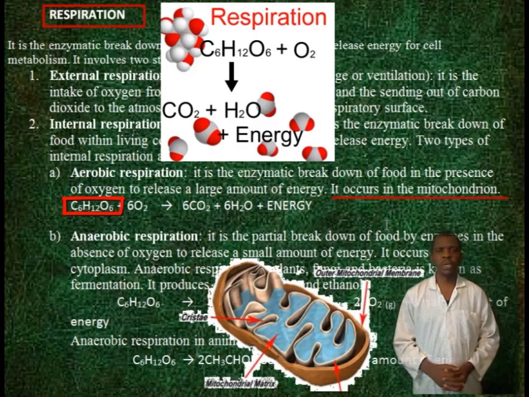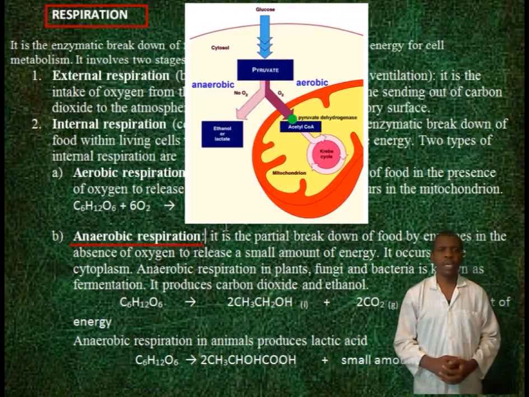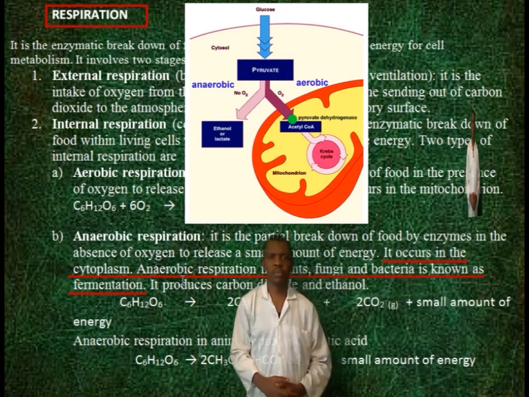We see from this reaction that glucose is broken down to release carbon dioxide, water, and a large amount of energy. B. Anaerobic respiration. It is the partial breakdown of food by enzymes in the absence of oxygen to release a small amount of energy. It occurs in the cytoplasm.